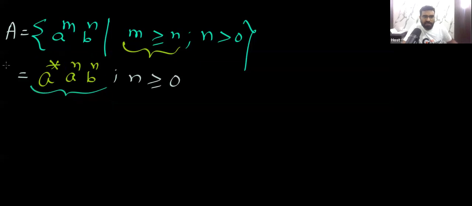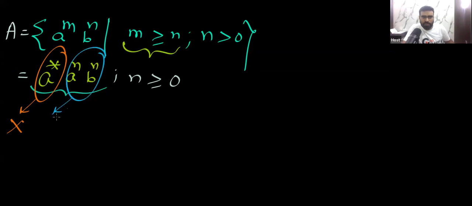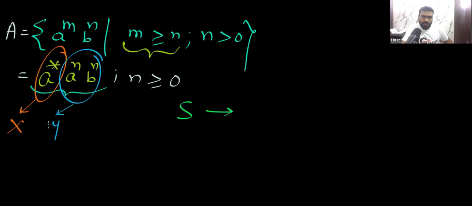Now you notice what I can do. This a star I can generate from variable x, and this a power n b power n, they depend on each other. Number of a equal to number of b, this I can generate from variable y. Remember, finally I need xy. So this a star I am generating from variable x, this a power n b power n I am generating from variable y. So finally I need S equal to xy.